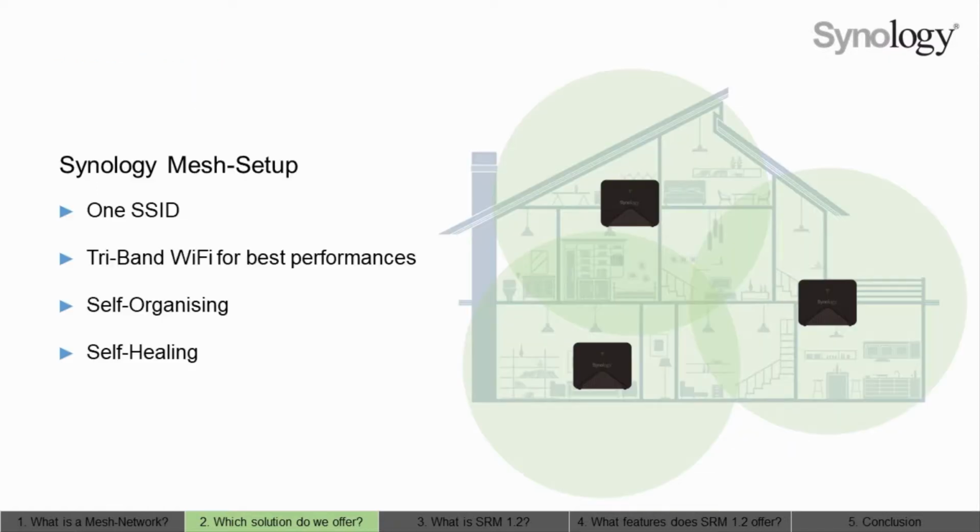When it comes to organizing a Synology mesh setup, one of the important things that I'd like to mention is that it actually creates a single SSID, which is essentially the name of your network. It also supports the tri-band feature, so this actually increases your performance. Our mesh router network also has the ability for self-organizing and self-healing, which I'm going to show you right now.